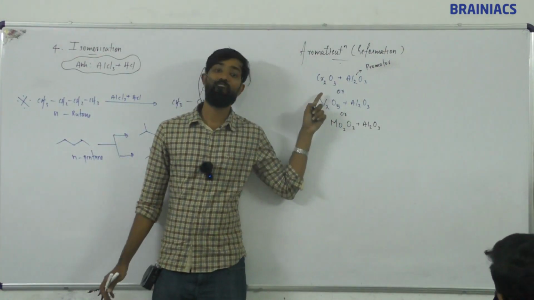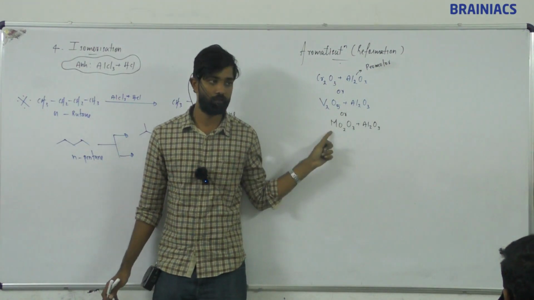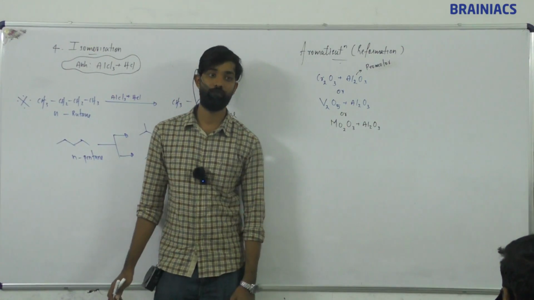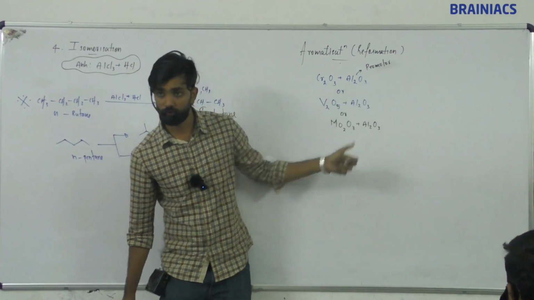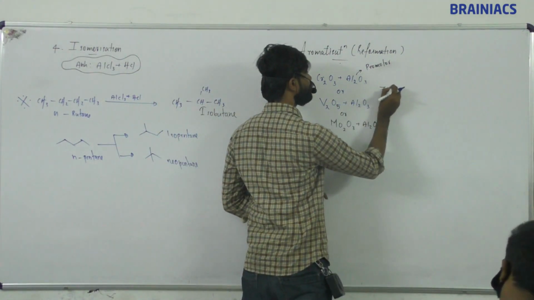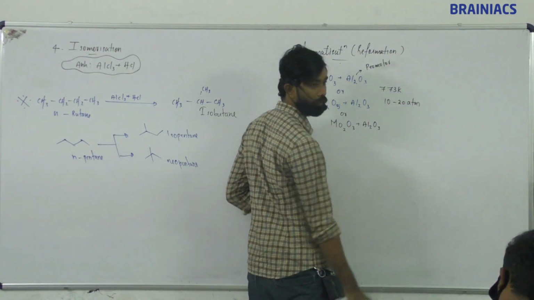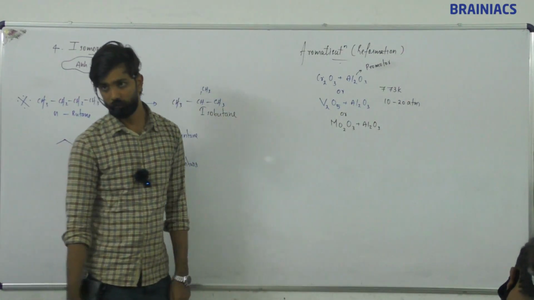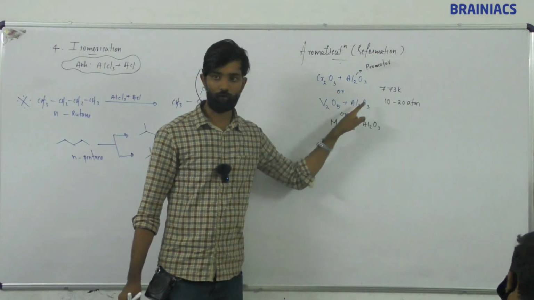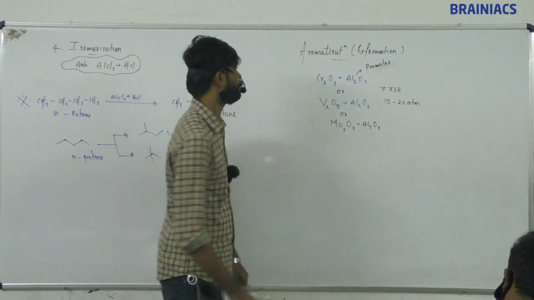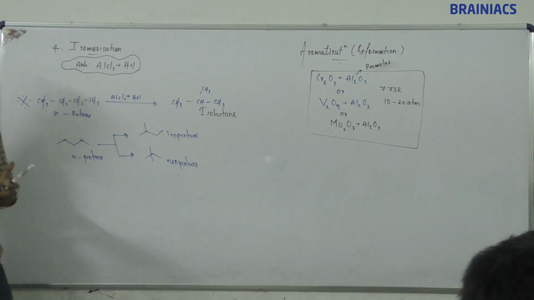aromatization in presence of heavy metal oxides. These are the transition metals, chromium, vanadium, manganese. Transition metal oxides are simply said to be heavy metal oxides. So aromatization in presence of heavy metal oxides or Al2O3. The condition is nearly 500 degrees Celsius and the pressure is 10 to 20 atm. So this is a reagent, either Cr2O3 plus Al2O3 with this condition. This is a reagent. Ready?